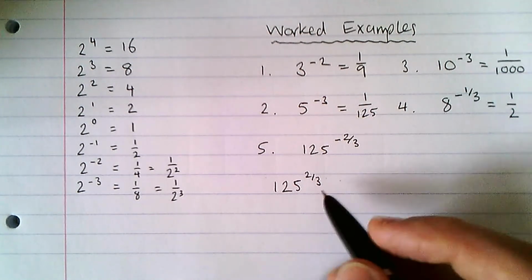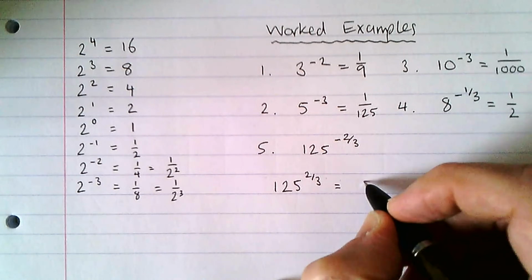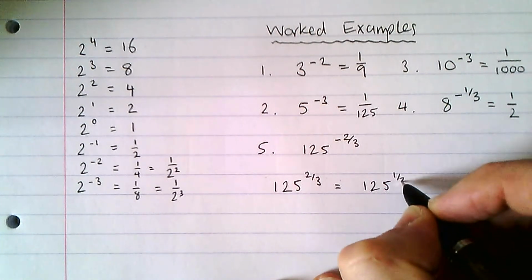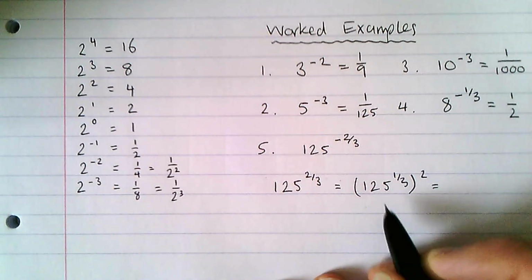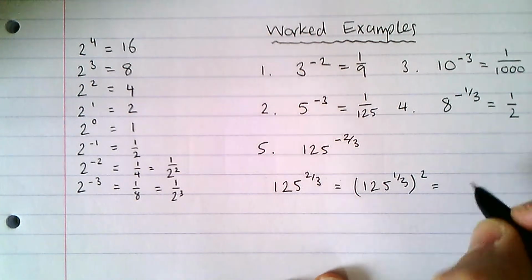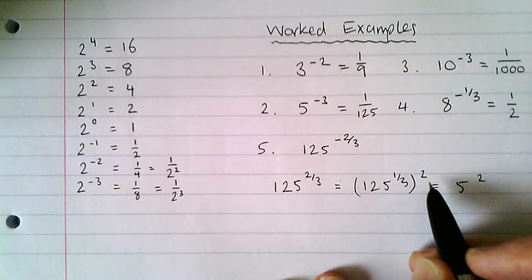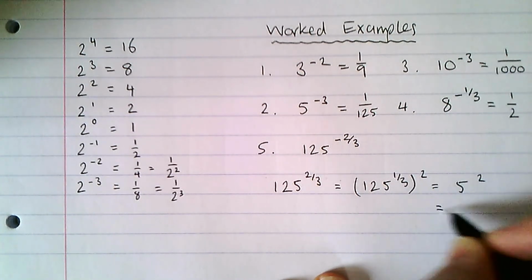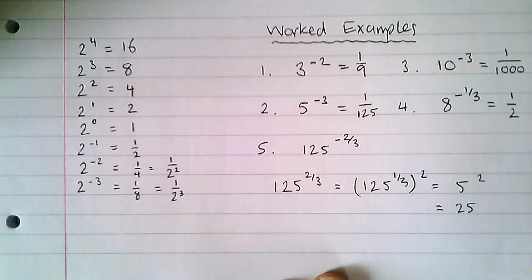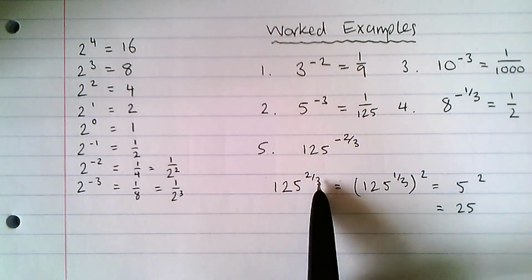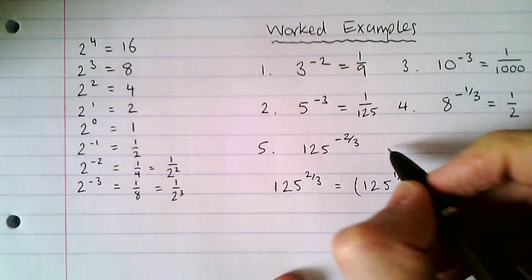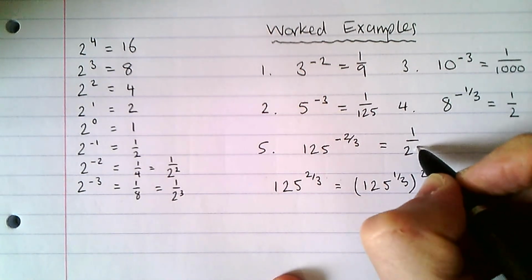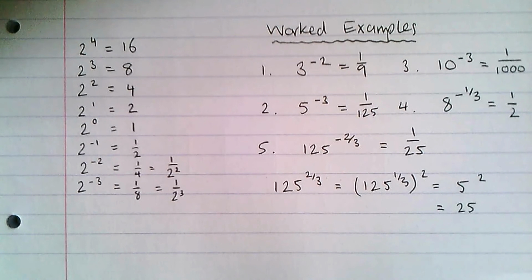So 125 to the power of 2/3. Again, if you wish to, you can think of it like this: 125 to the power of a third, and then squared. So the cube root of 125 is 5. And then we still need to square it. Square of 5 is 25. So if 125 to the power of 2/3 is 25, 125 to the power of negative 2/3 is the reciprocal of that, which is 1 over 25.